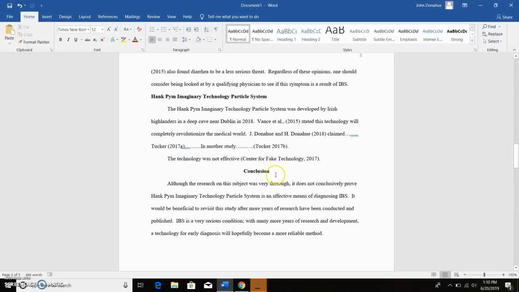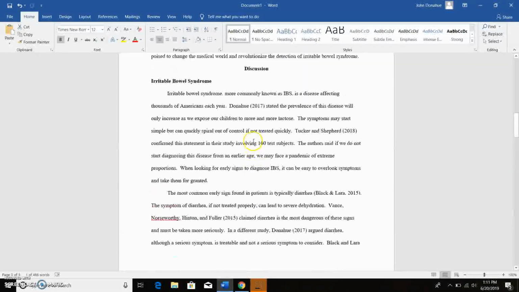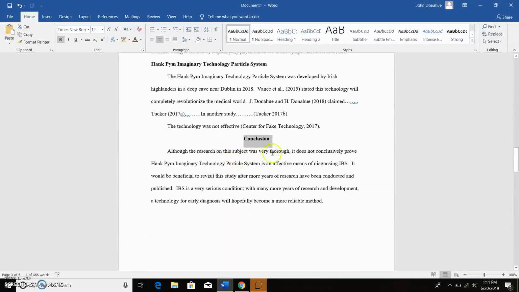Now, bringing it all together, we're going to go to our conclusion. Conclusion is going to be bolded and centered, just like it was with the discussion up here. And we're going to wrap our paper up. Once again, I didn't use citations here. This is all thoughts from me. I'm not using personal pronouns, but I'm giving my own original thought on how I thought the study was.